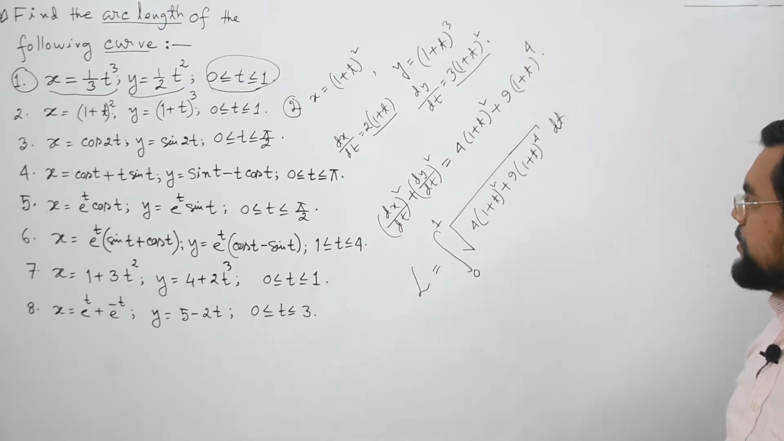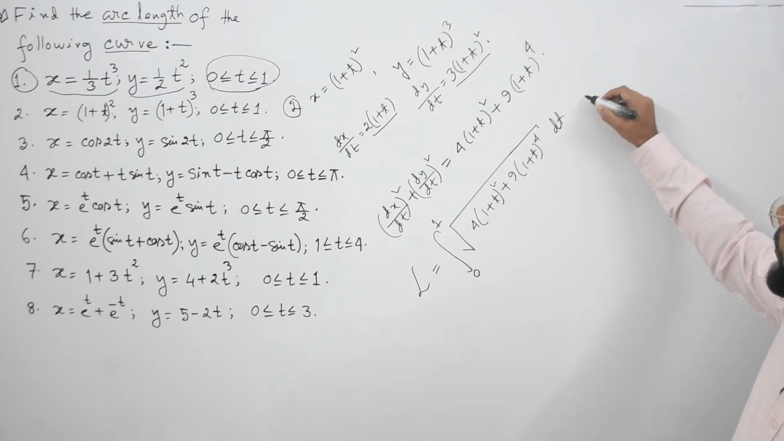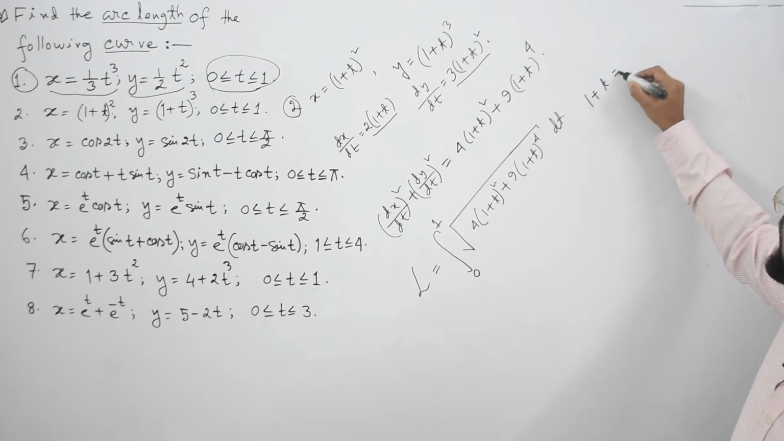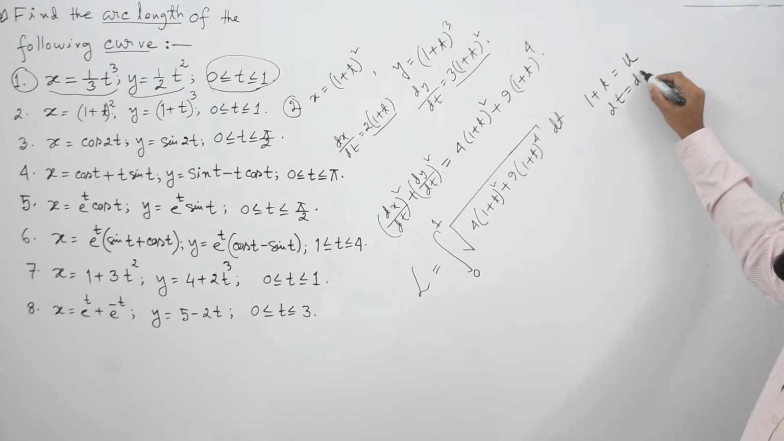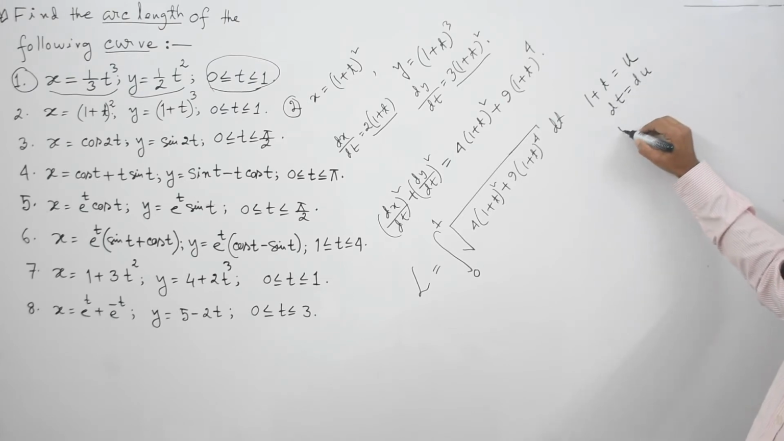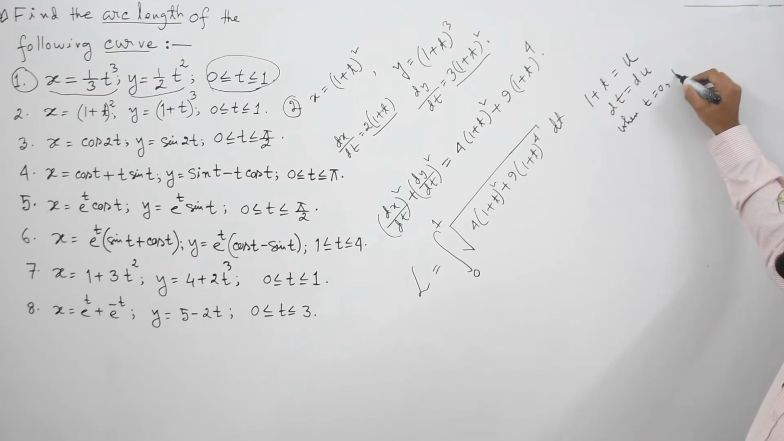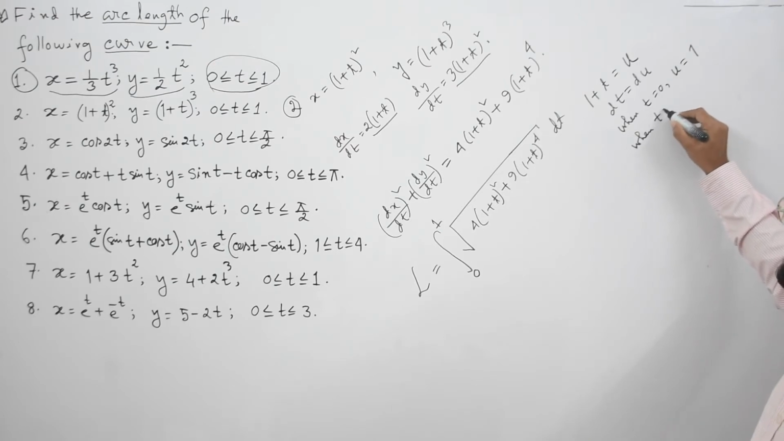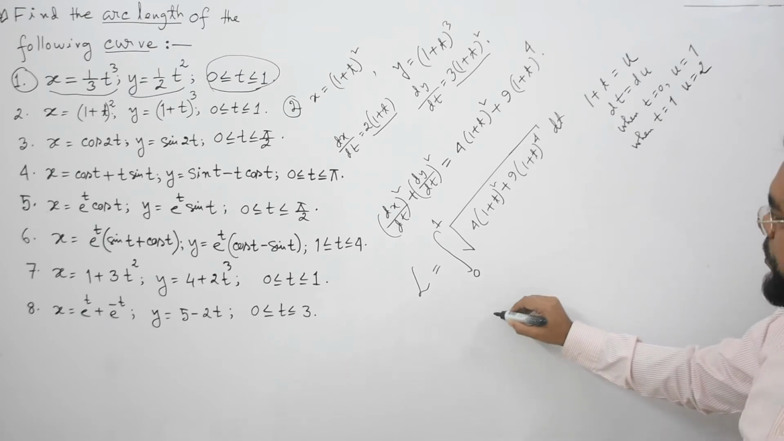So how can we integrate it? We can do the u substitution here. Let's say u equals 1 plus t, then dt equals du. When t equals 0, u equals 1, and when t equals 1, u equals 2.